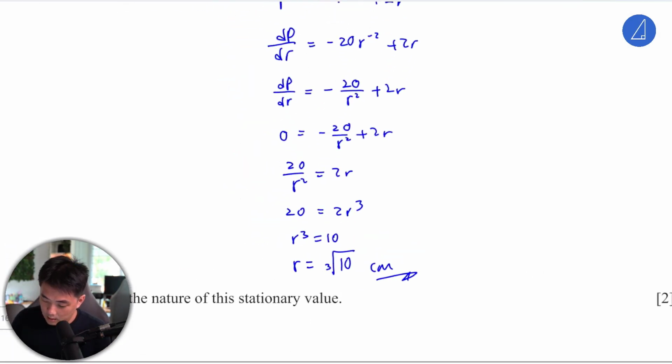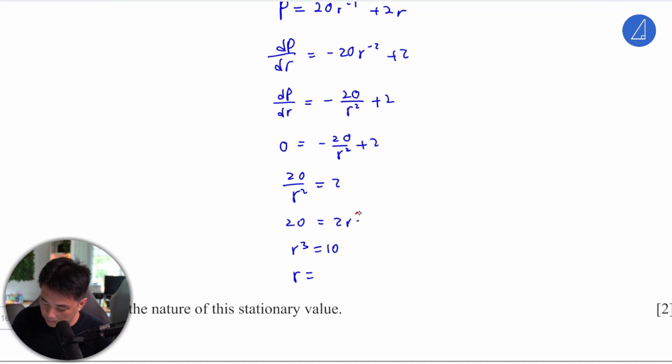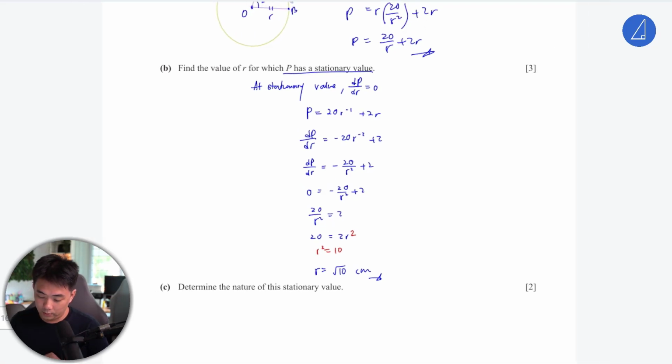Let's do dP/dr = 0. Differentiate, this will be nothing squared. Then this is r squared equals 10. r is equal to the square root of 10 cm. Okay, so that's it. r equals root 10.